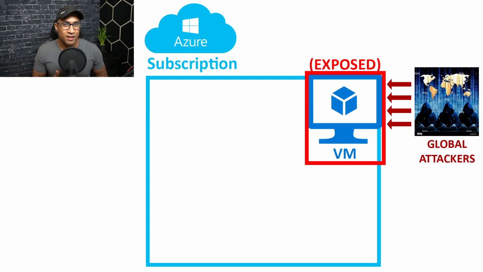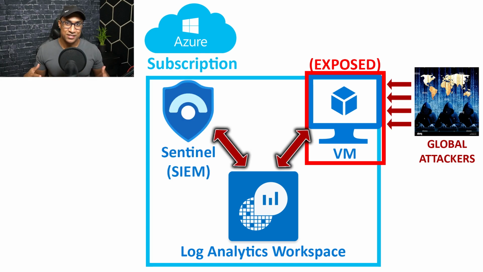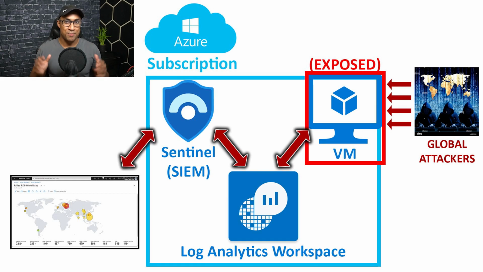Next, we're going to create a log repository in Azure called a Log Analytics workspace, which will be used to ingest our logs from the virtual machine. And then we're going to set up Azure Sentinel within Azure. That's essentially Microsoft's cloud-native SIEM, which we're going to use to create a map of all the different attacker data, so we can see what country and so on they're coming from.